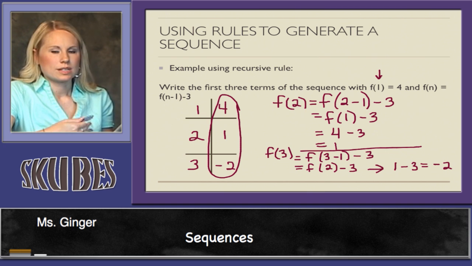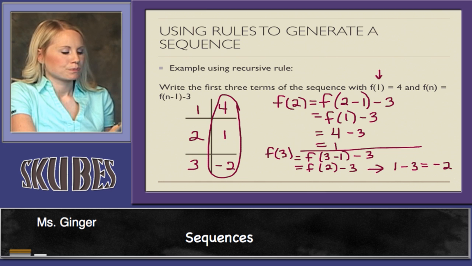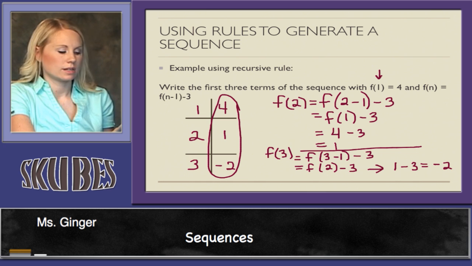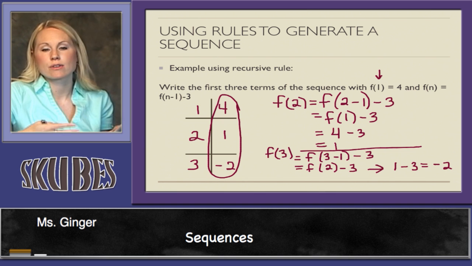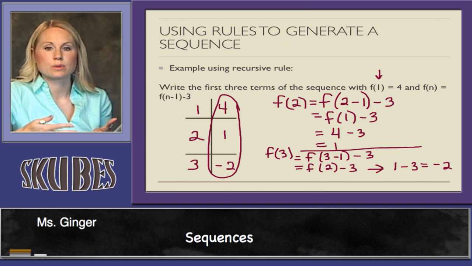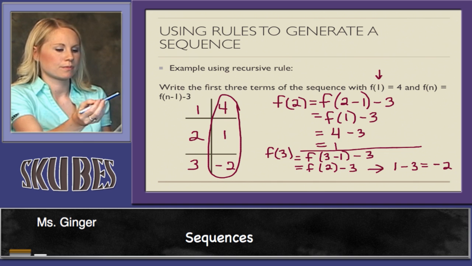So let's make sure that we did end up with a pattern here. So from 4 to 1, that is a subtraction of 3, and from 1 to negative 2 is also a subtraction of 3. So it looks like the pattern that would be formed by this sequence is subtracting 3 each time.